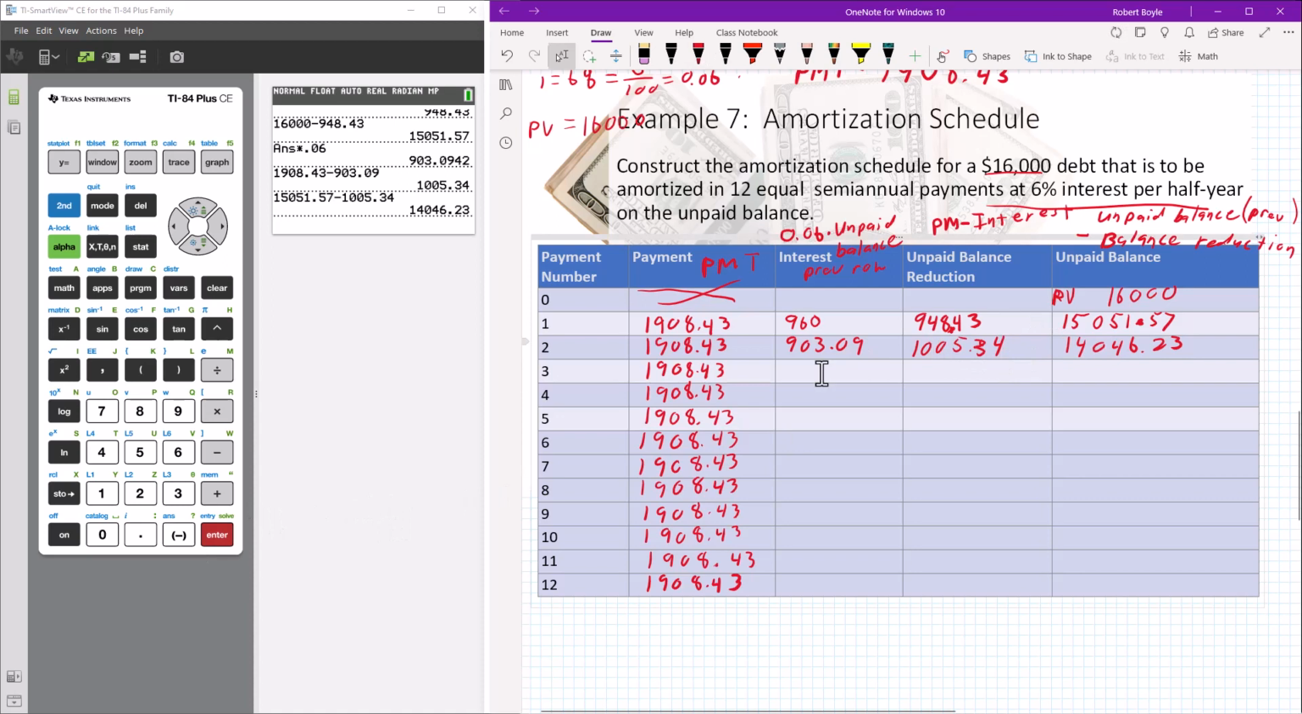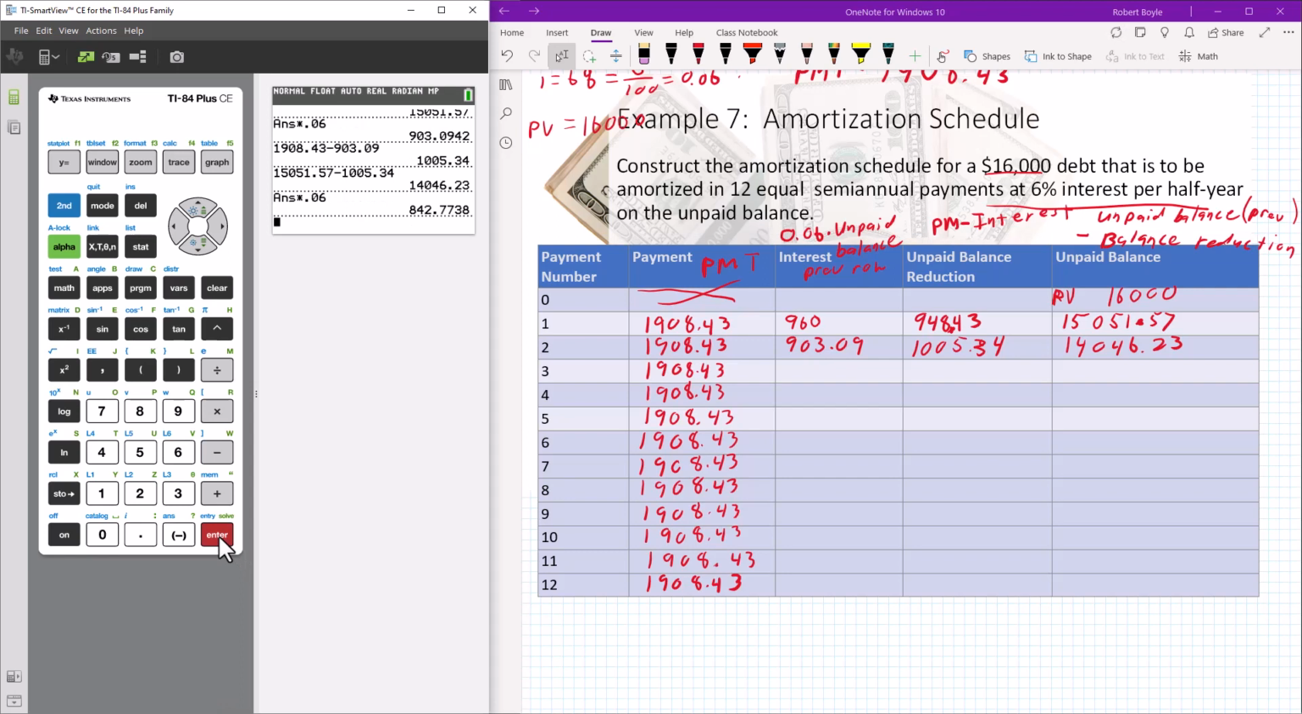Okay, so this is my new balance. I'm going to multiply this by 0.06. I can do that by going times 0.06. Okay, that is how much of my next payment is going to interest. That will round to 842.77.